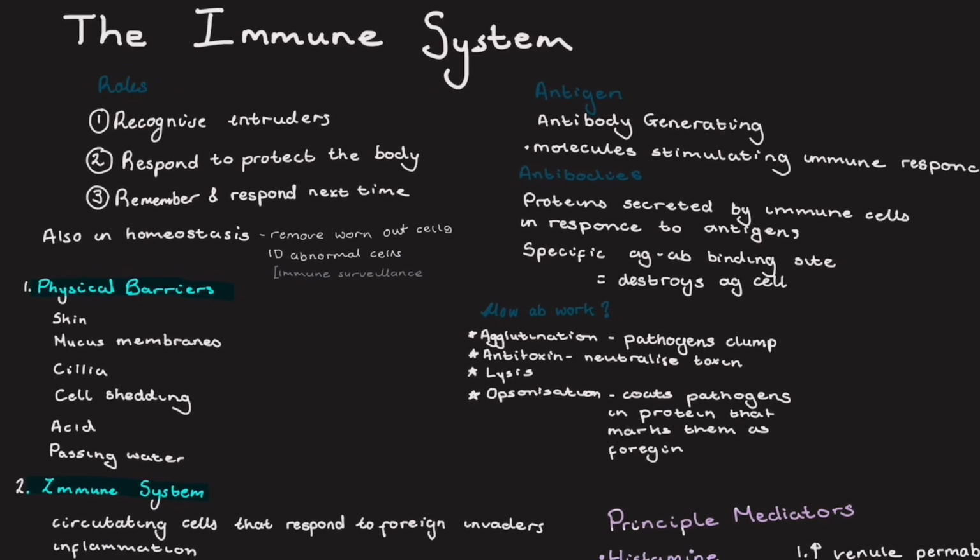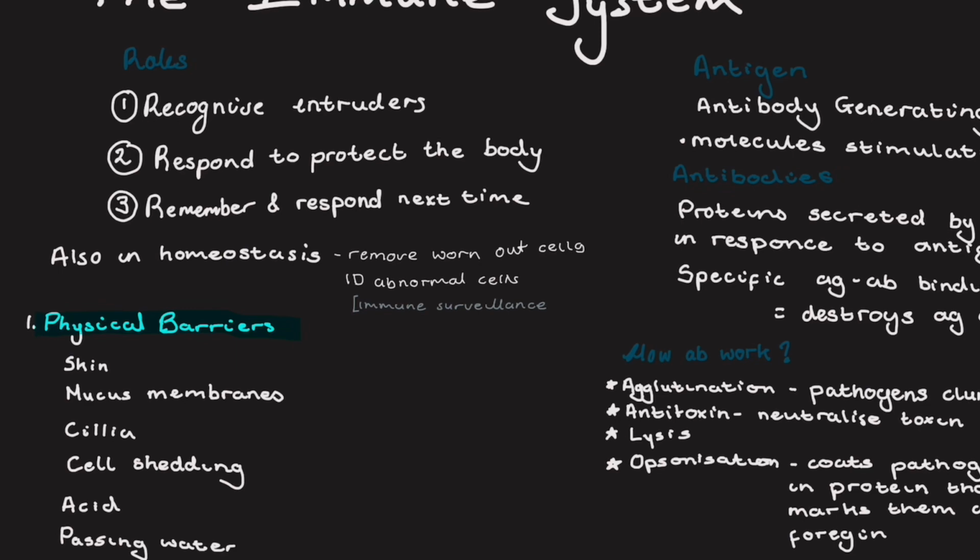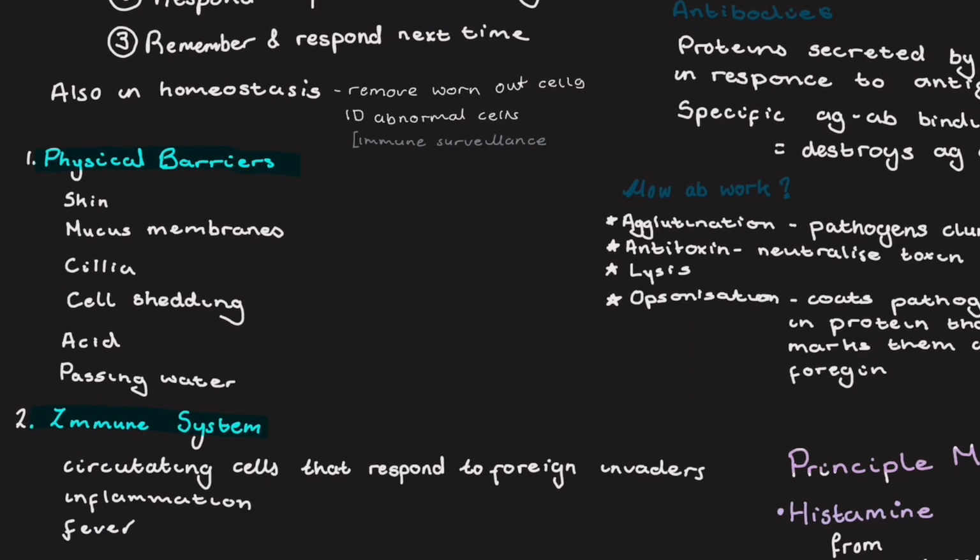So there are three main roles of the immune system. The first one being to recognise intruders. Then there's one to respond appropriately to intruders in order to protect the body. And then there's those that have to respond to the next invasion. It's also key in homeostasis for the removal of worn-out cells and abnormal cells via immunosurveillance. This helps reduce cancer risk.